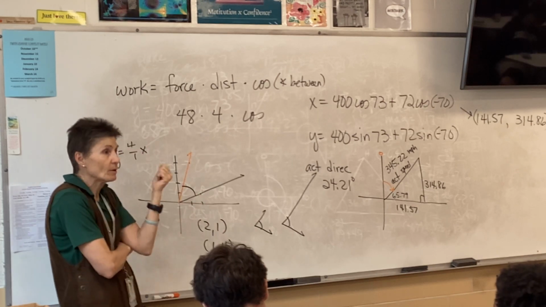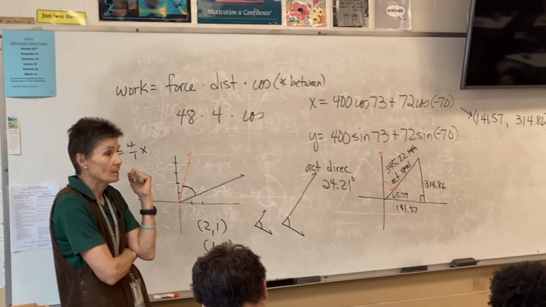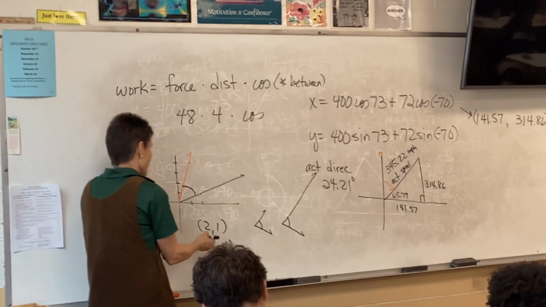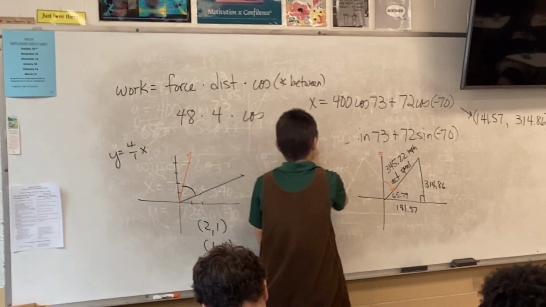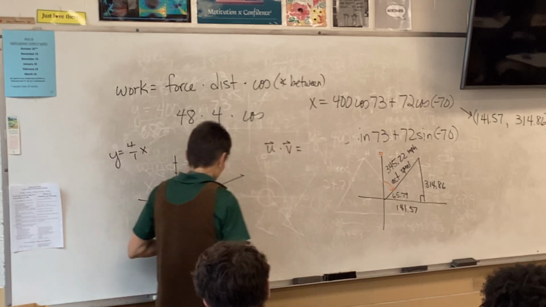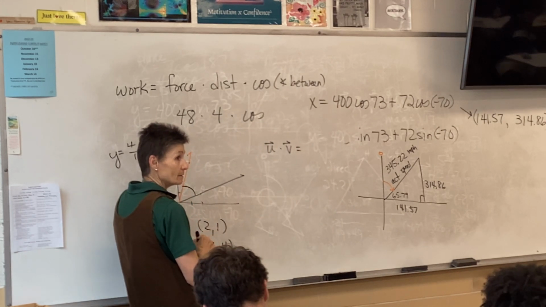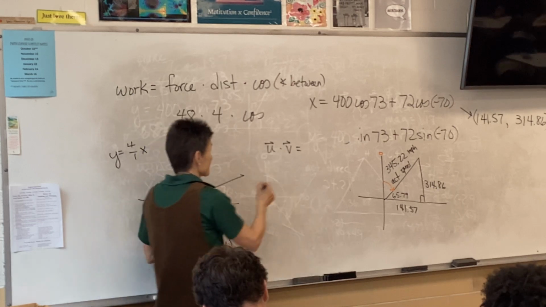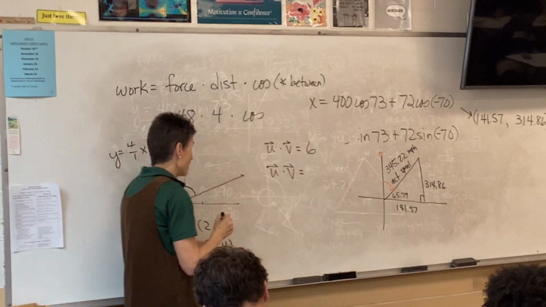So how do I do that? We already did that on another problem. How do you find the angle between 2 vectors? You find their dot product. So what's the dot product of these 2 vectors? I'll call them U and V. So U dot V is x times x, y times y. Add them up, 6.